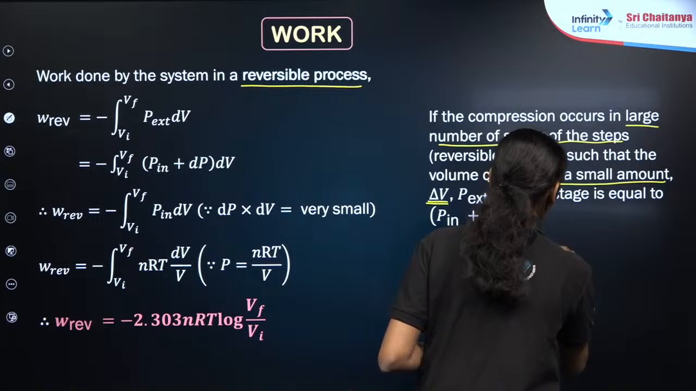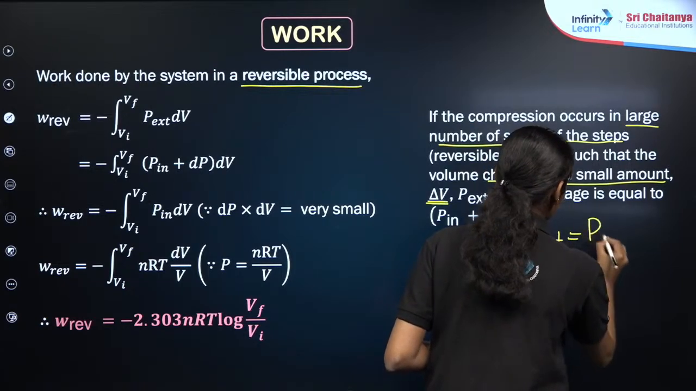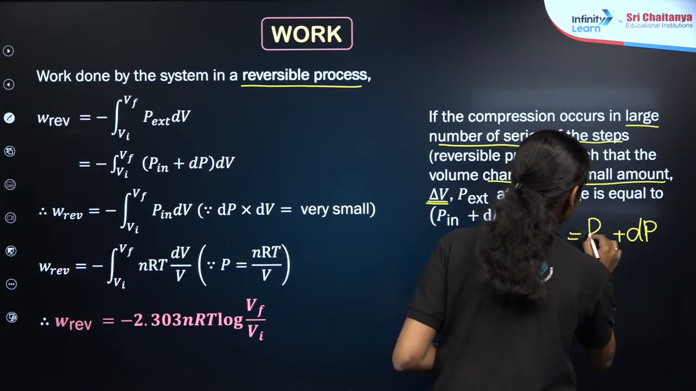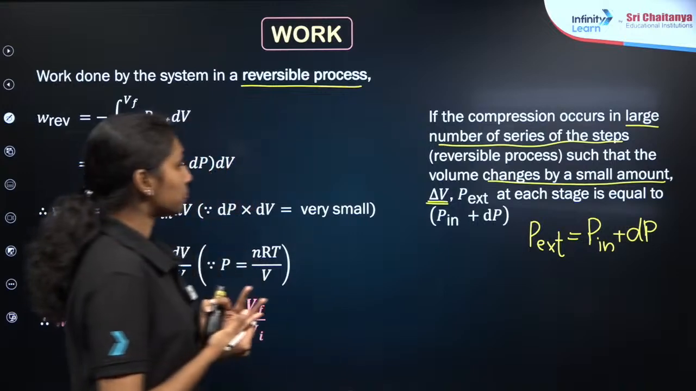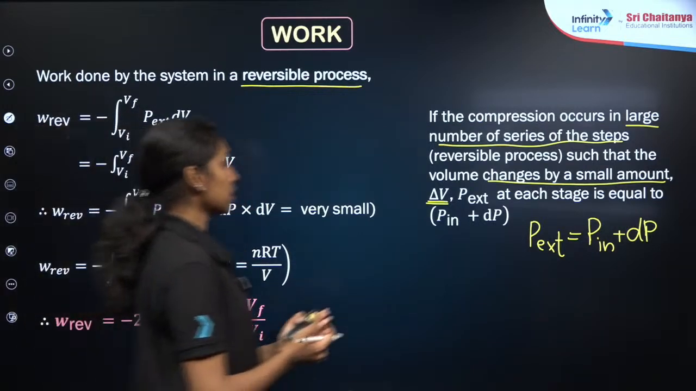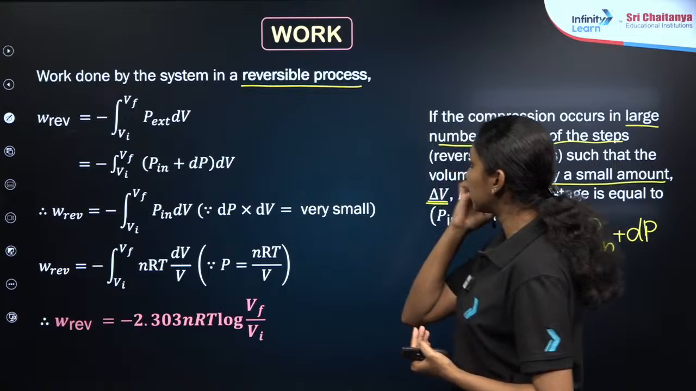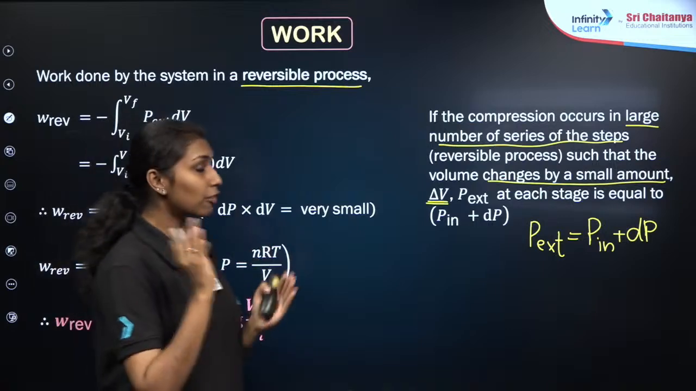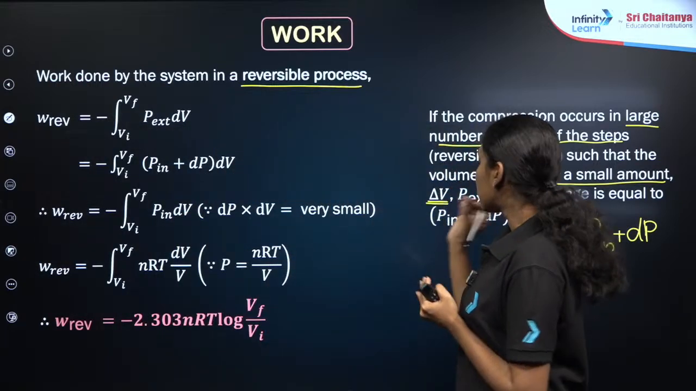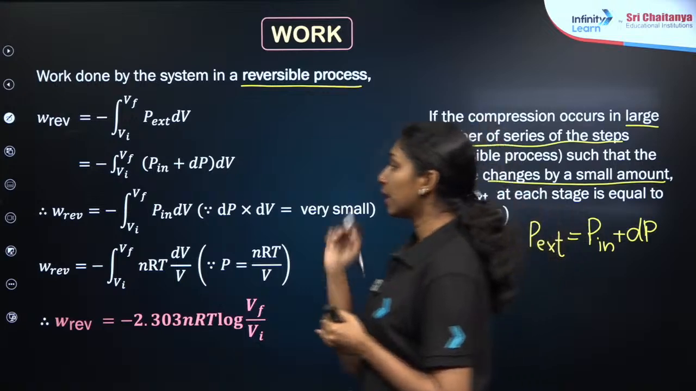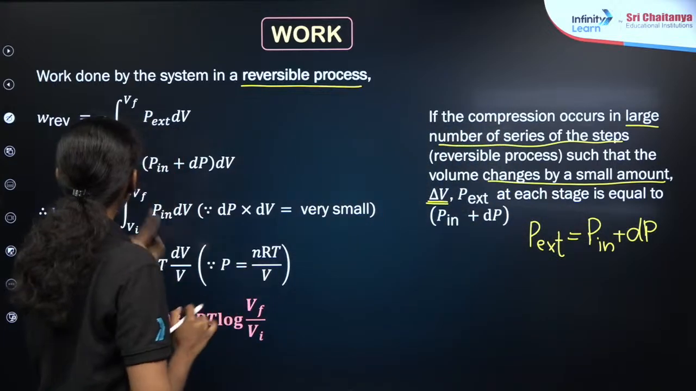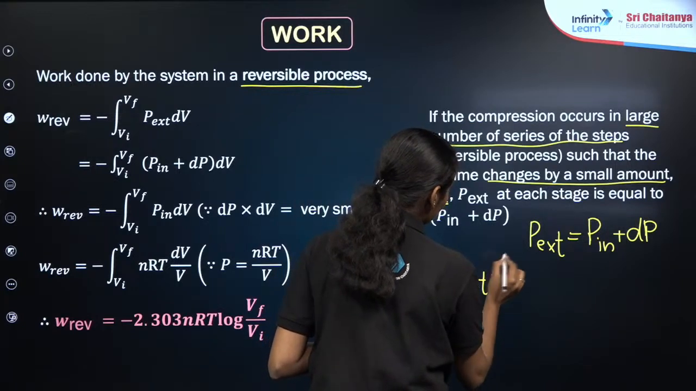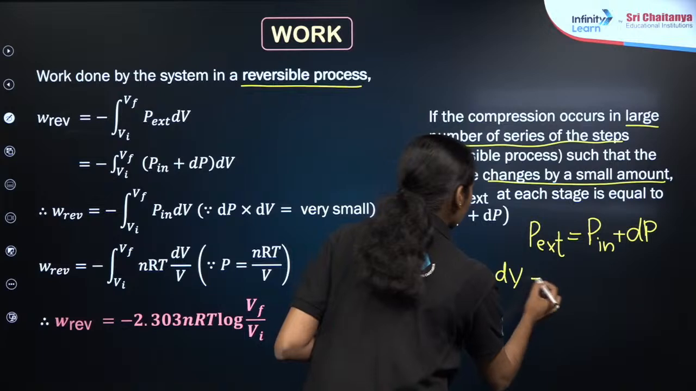So we can define P external is equal to P internal plus a small change in pressure, that is dP. Clear? Okay, this will be the condition for a reversible process. Now we can derive the equation for the work done during a reversible process. Generally, for a reversible process, there will be an infinite number of steps, so we will do the integration here. The general expression for the work is minus of P external into dV, where dV is a change in volume.